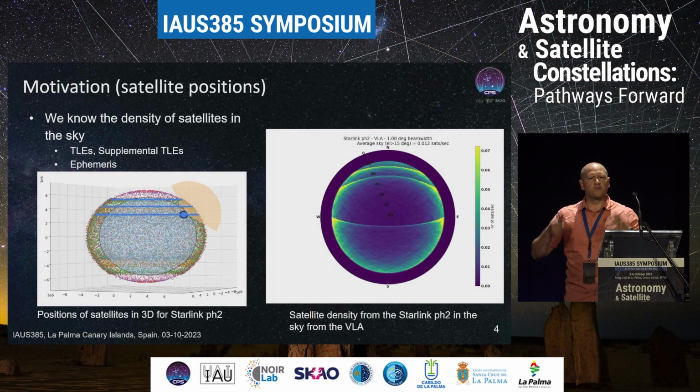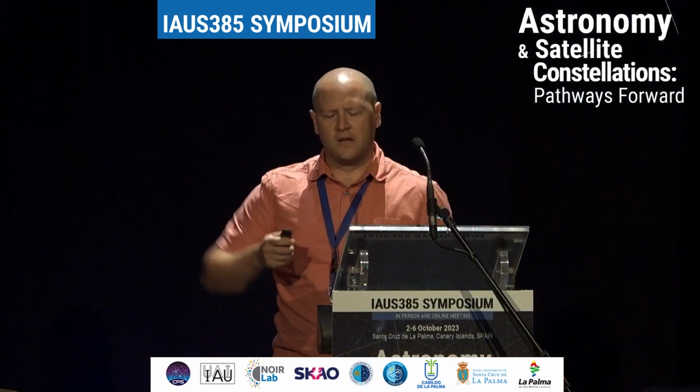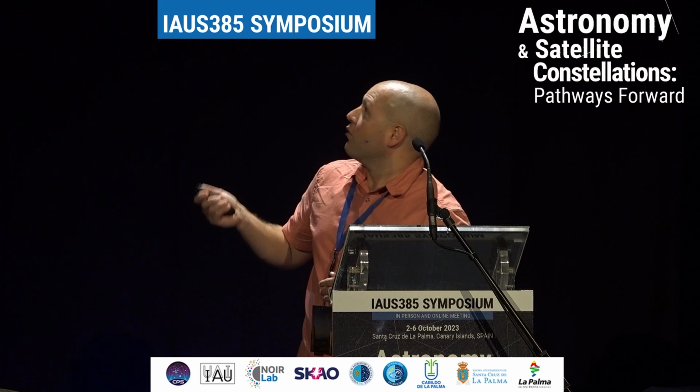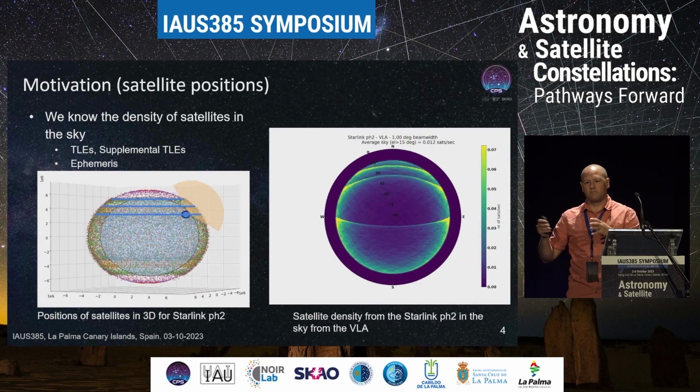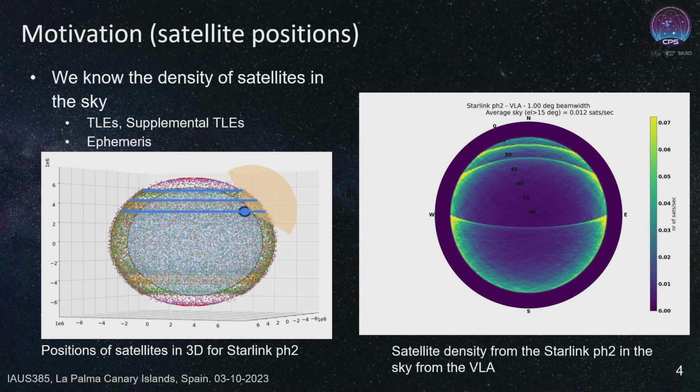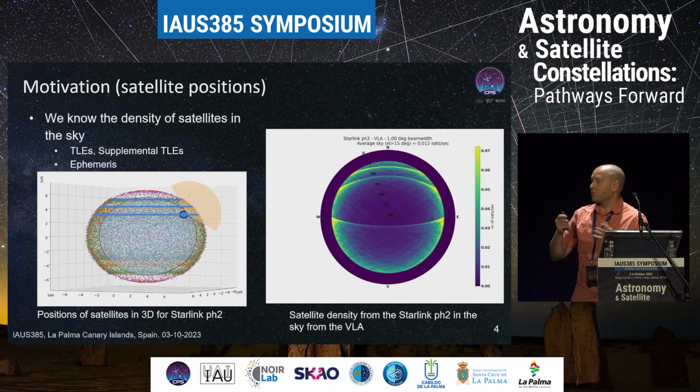So we are all talking about satellite constellations and how many they are and where they are. More or less we can say where satellites are, right? We have TLEs, we have supplemental TLEs, this information of where satellites are in space, and we can propagate this, we can calculate all of this, right? With more or less precision, we can do that, right? So you see there, this is only an example.